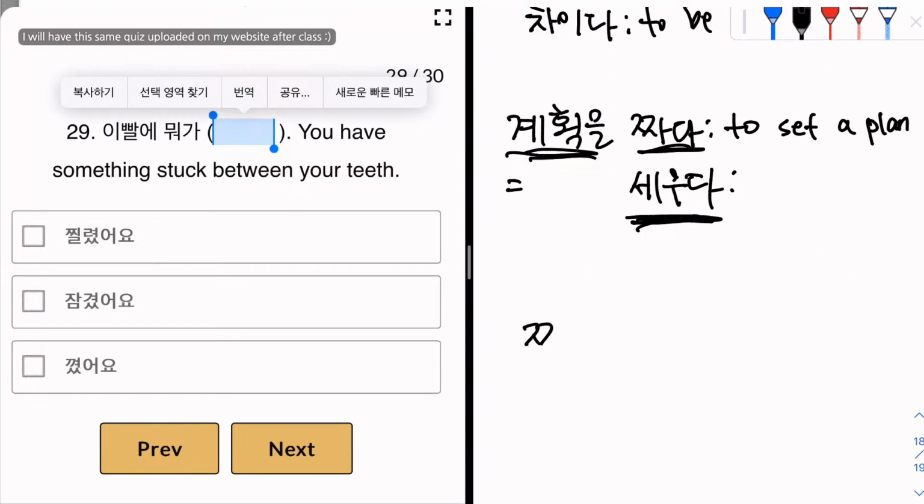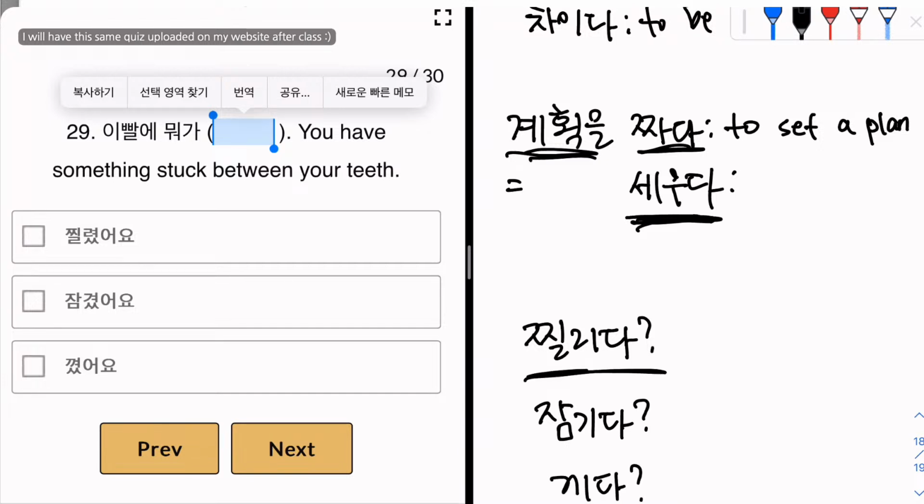Is it 찔리다? Sorry. 찔리다? Or 잠기다? Or 끼다? Is it stabbed? Is it locked? Or is it, sorry, 끼이다. 끼이다 should be the passive form. Is it stuck between? It should be 끼다, right?